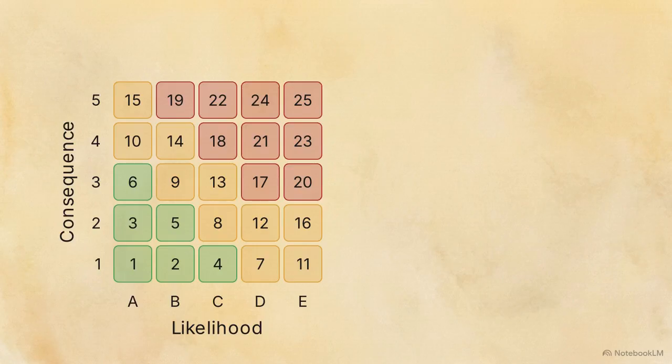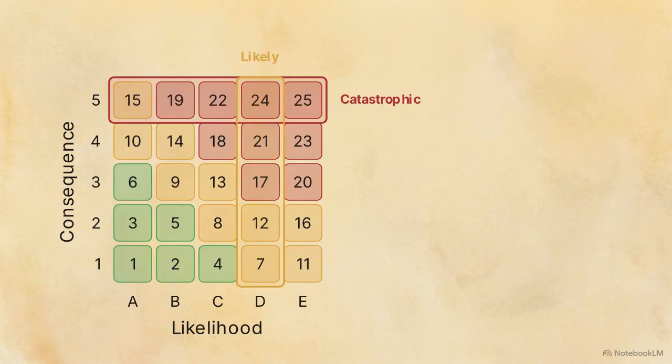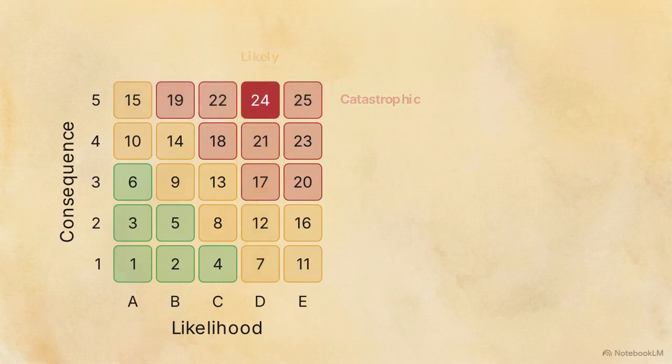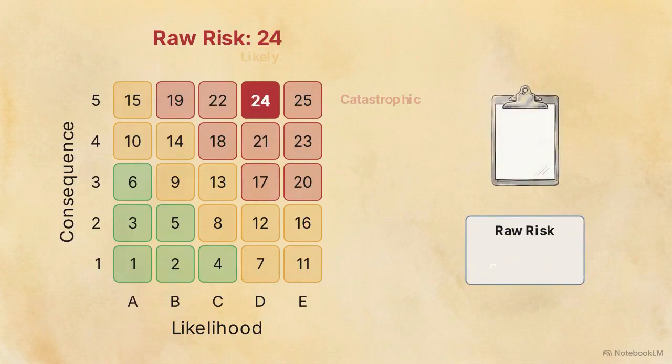For Quentin's trench collapse, the consequence is a potential fatality. We highlight row 5, representing a catastrophic outcome. Next, we evaluate the likelihood of a collapse if workers use 0 structural supports. We highlight column D, meaning the event is likely to happen. Where the row and column intersect, we get our final mathematical raw risk score, 24. This transfers directly into our HIRA document as a high risk.